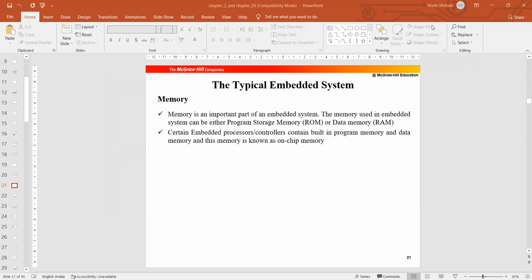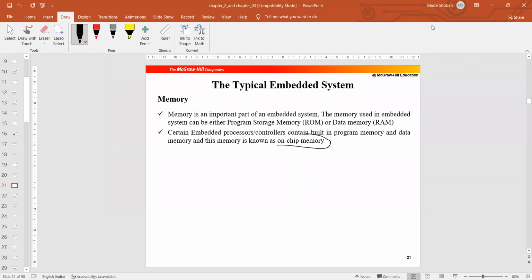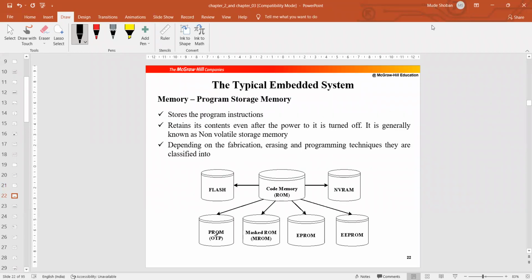Inbuilt. So this is called on-chip memory because a few devices are on the device. Coming to the program storage memory, basically program storage means we are discussing the ROM memory, right? Read-only memory, which stores the program instructions.